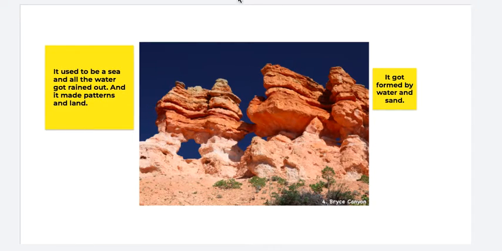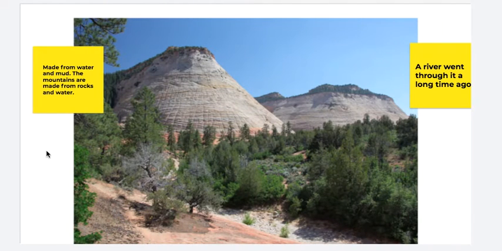I'm hearing a lot of water suggestions for all of these landforms. That is interesting and really something to keep in mind. Water seems to play an important part. Made from water and mud. The mountains are made from rocks and water. Maybe a river went through it a long time ago. Water again.